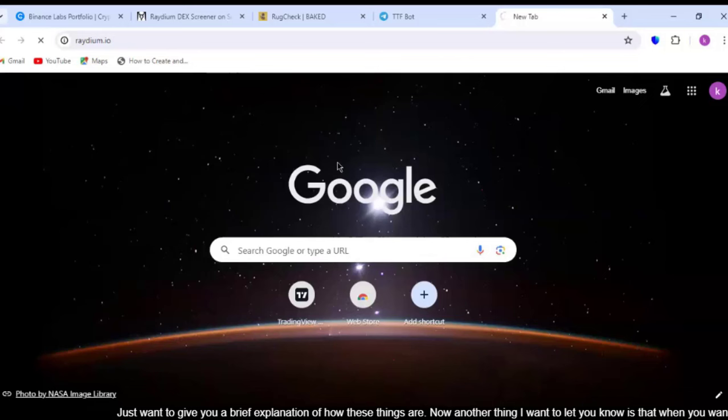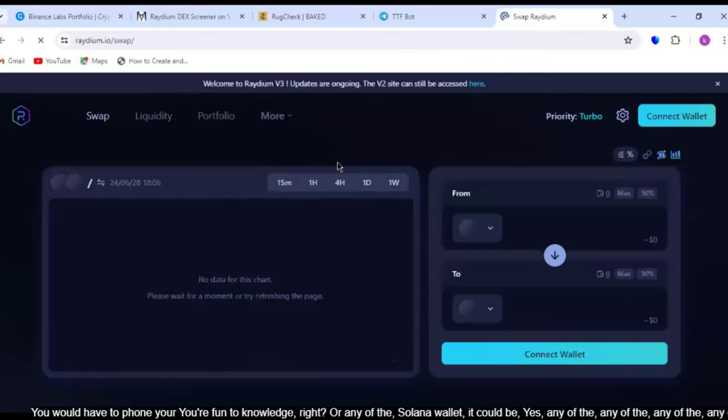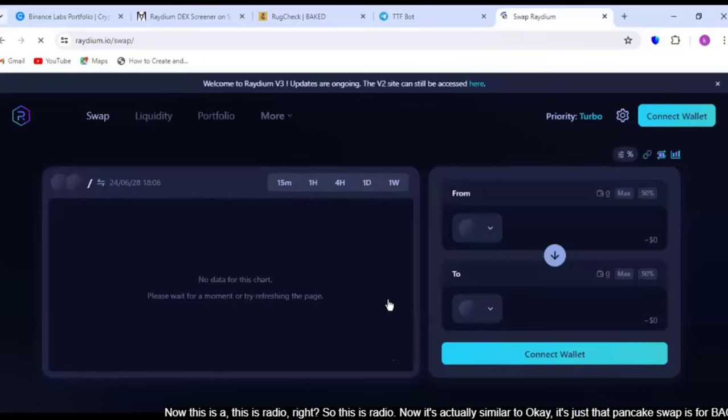Now, another thing I want to let you know is that when you want to trade Solana memes, you would have to fund your Phantom wallet, right? Or any of the Solana wallets. It could be Solflare wallet. It could be Phantom wallet. Just any of the Solana wallets, you could fund them. Now this is Raydium, right? It's actually similar to PancakeSwap. It's just that PancakeSwap is for BSC.